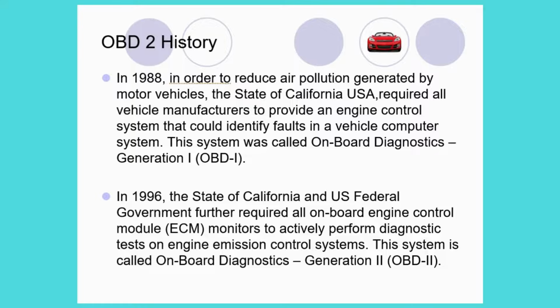In 1988, in order to reduce the air pollution generated by motor vehicles, the state of California in the USA required all vehicle manufacturers to provide an engine control system that could identify faults in a vehicle computer system. This system was called Onboard Diagnostics Generation 1. In 1996, the state of California and the US federal government further required that all onboard engine control module monitors actively perform diagnostic tests on engine emission control systems. This was called Onboard Diagnostics Generation 2, or OBD2.